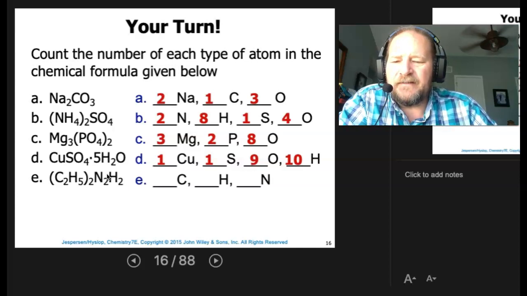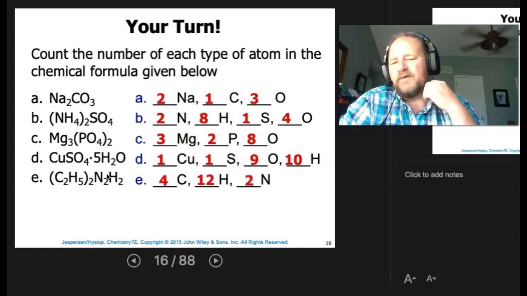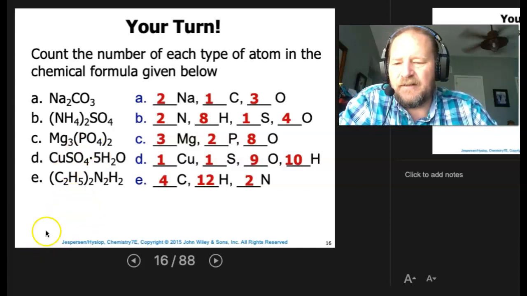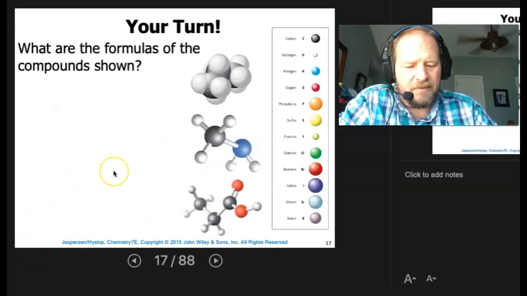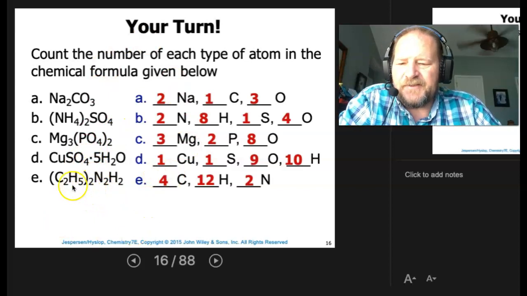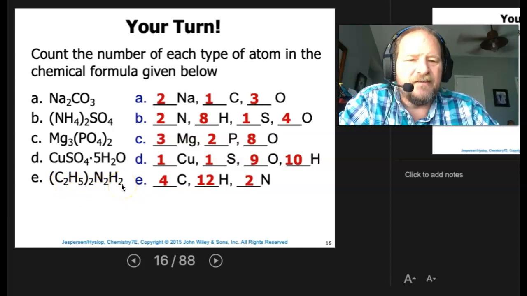All right, let's see. (C2H5)2N2H2. I'll give you a pause. And then 4, 12, and 2. So don't forget you have to multiply this 2 through to give you 4 carbons here. The 2 there gives you the 10 hydrogens there, but don't forget you have to add these 2 out here.